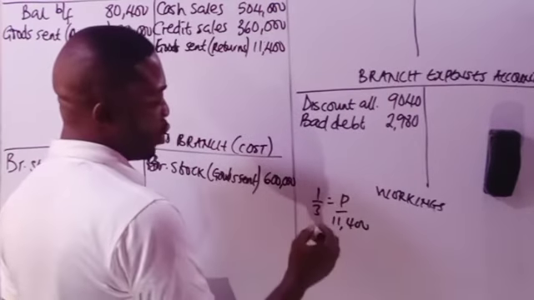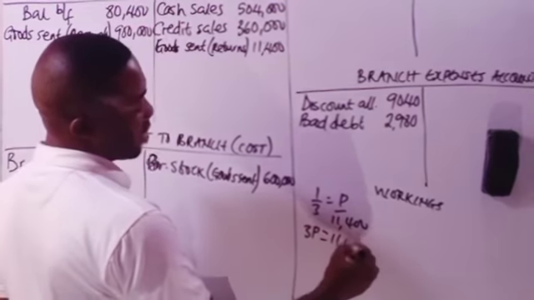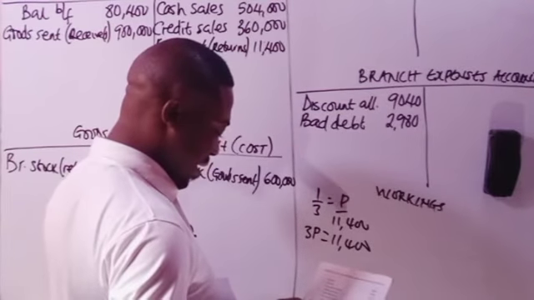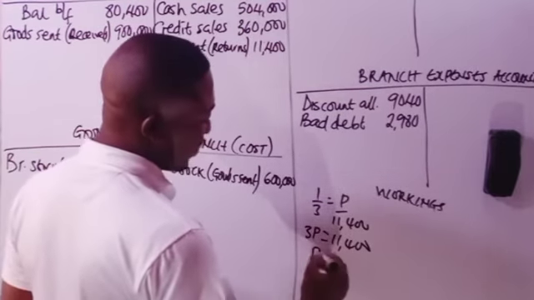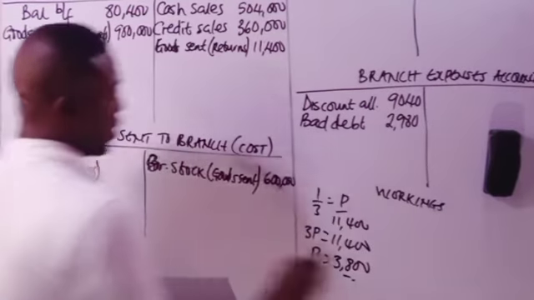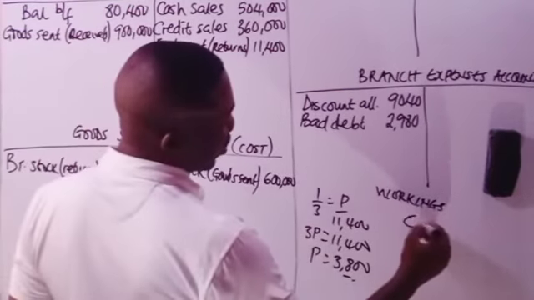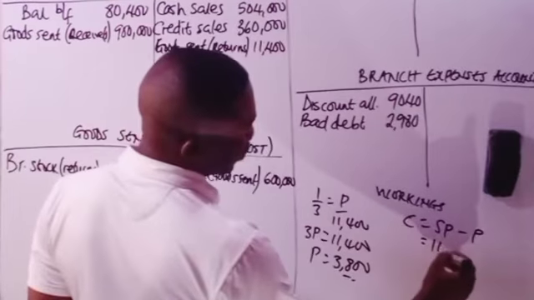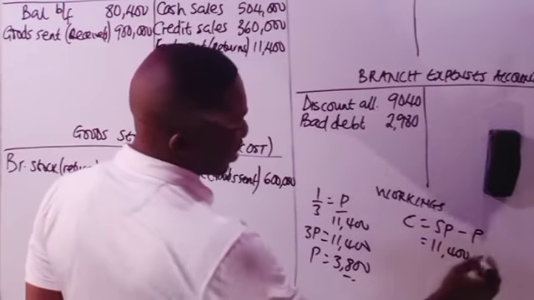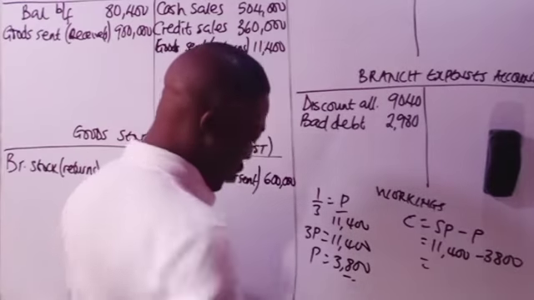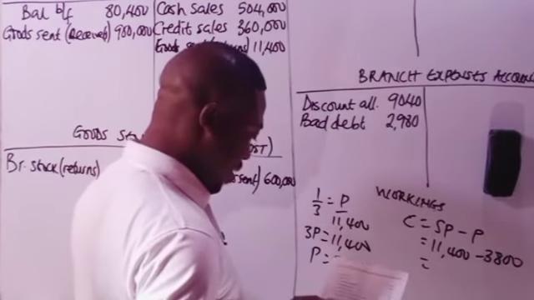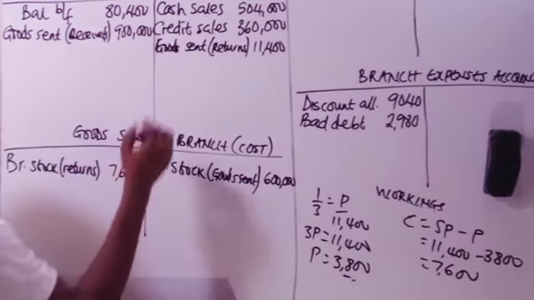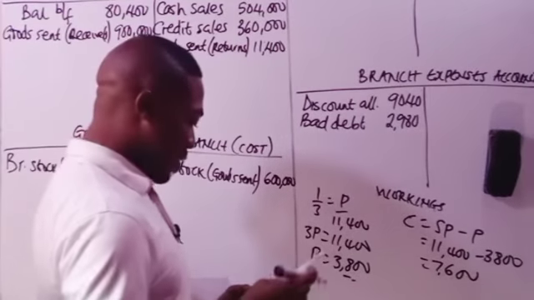Let's get the profit first. So it will be 3P equals 11,400, that is 11,400 divided by 3, which is our profit, 3,800. So how do we get the cost? The cost is selling price minus profit. What's our selling price? 11,400 minus the profit, 3,800. So 11,400 minus 3,800 will give us 7,600. So we have 7,600. Okay, so that is all.